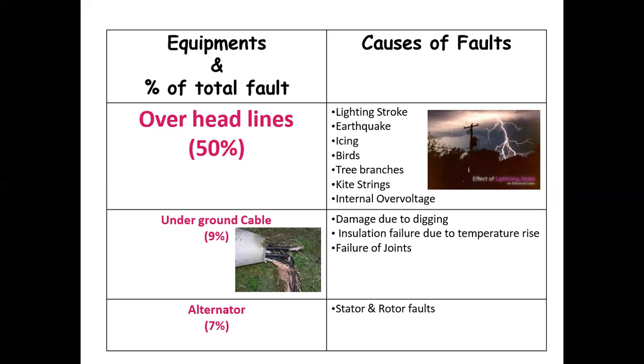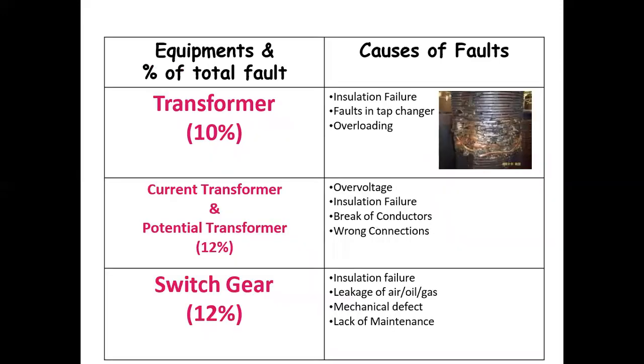Then underground cable faults. The causes of underground cable faults are damage due to digging, insulation failure due to temperature rise, and failure of joints. Then alternator, stator and rotor faults. In transformer, causes of faults are insulation failure, fault in tap changer, and overloading. For current transformer and potential transformer, causes of fault are overvoltage, insulation failure, break of conductors, and wrong connection.